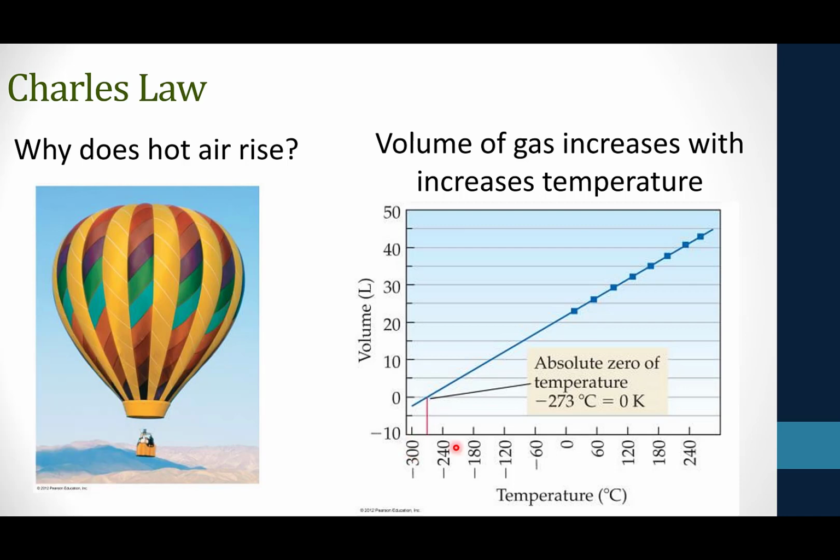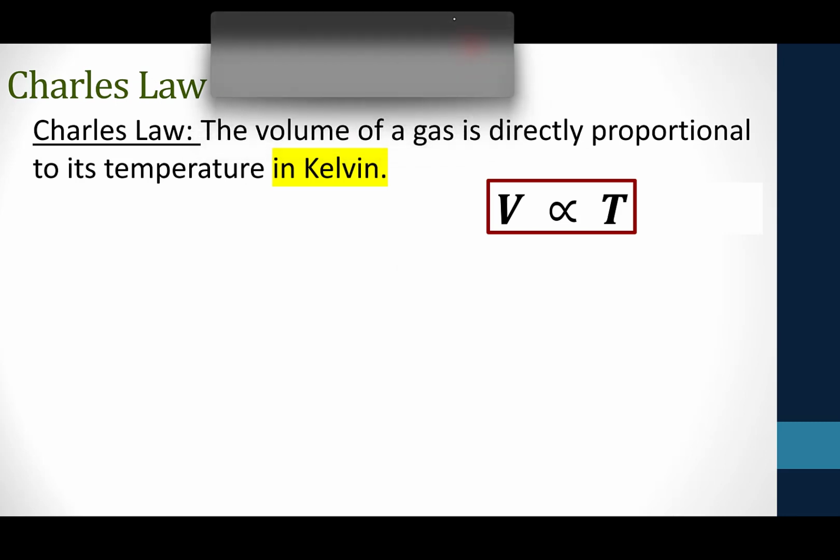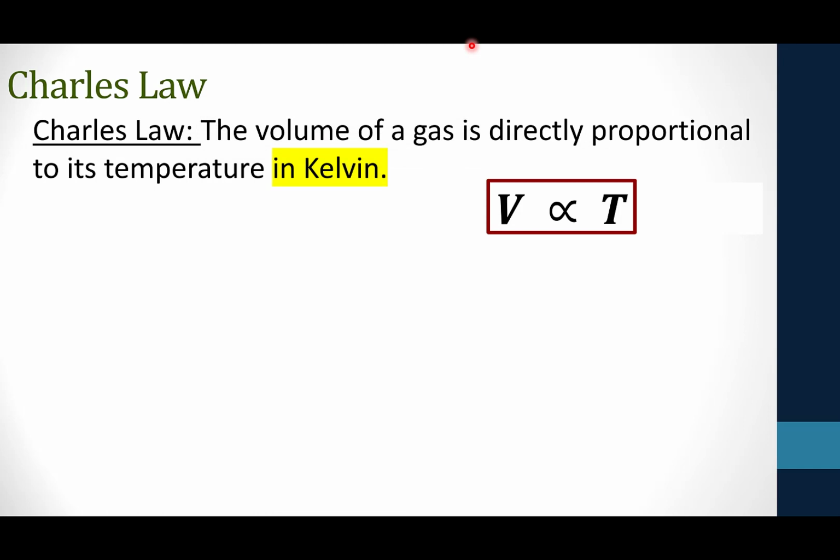On the bottom here, we've got the temperature. So going from left to right, our temperature is increasing. On the left-hand side, we've got volume. So from bottom to top, volume is increasing. And what we see is they're proportional. As temperature increases, volume increases. So the relationship between temperature and volume is that the volume of a gas is directly proportional to its temperature in Kelvin.